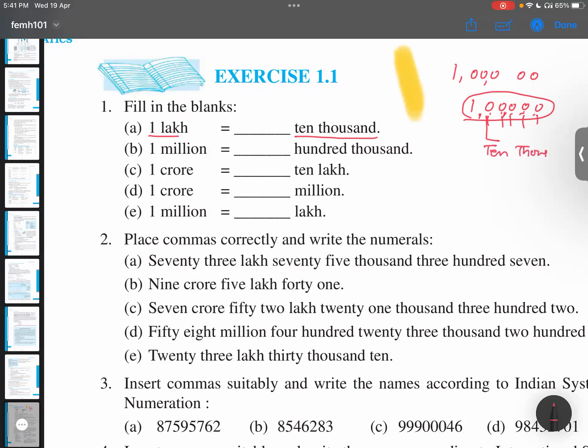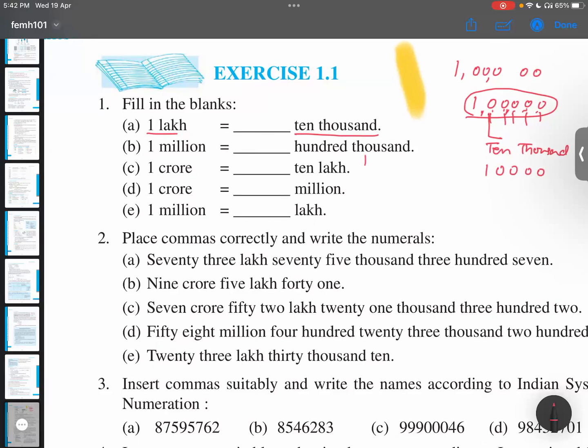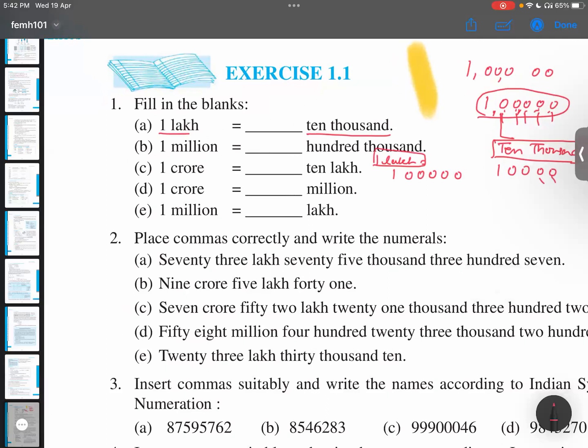So 10,000 is having only 4 zeros. And 1 lakh is having 1 with 5 zeros. This is 10,000. This is 1 lakh. Right, Aswati? You simply divide both of them. What will you get? You will get 10.